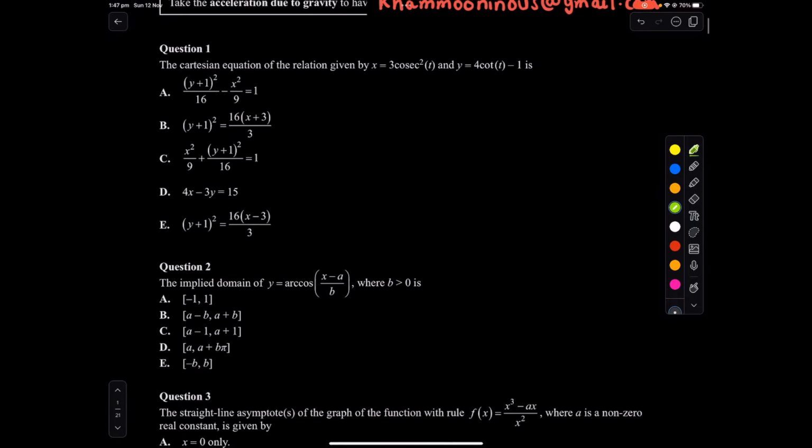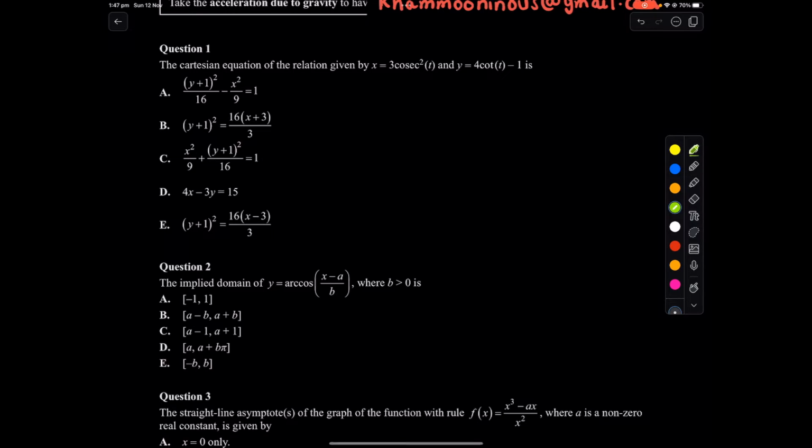So question 1 states, the Cartesian equation of this relation given by x equals 3 cosecant squared t, y is equal to 4 cot minus t is what? So, okay, this is nice and basic. If you look at your formula sheet, you should see this relationship, this circular function relationship.